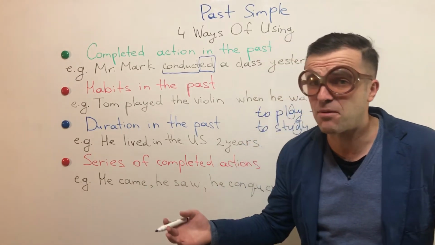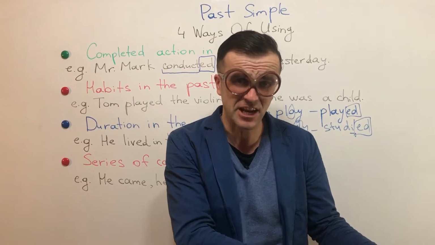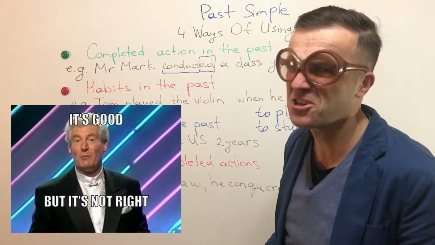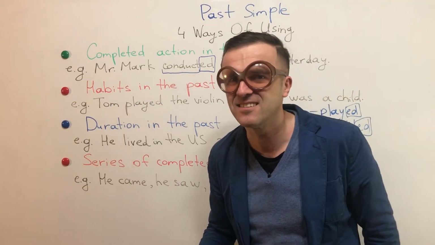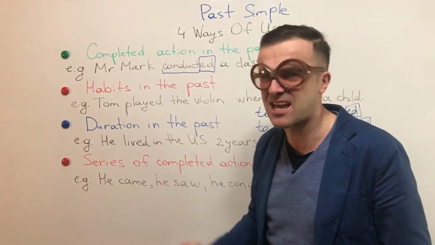Alright? So for example, Jane cooked dinner last evening. But I think that it's not right. She's too lazy. Okay, so did you understand that? Let's move on to the second way of using the past simple.